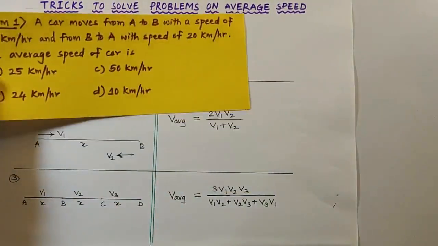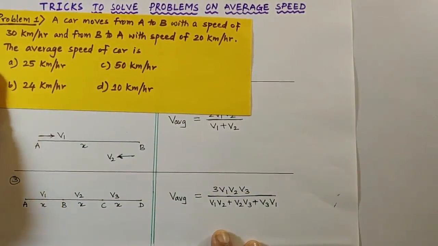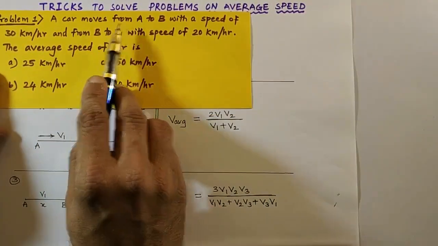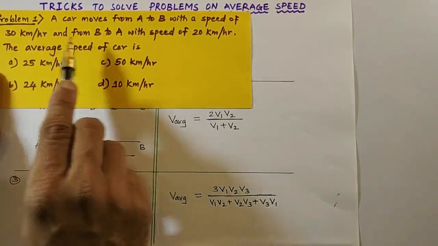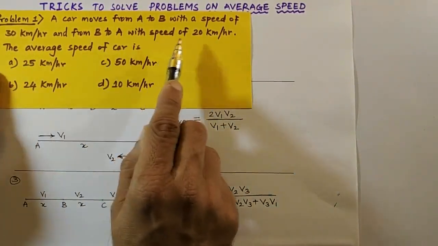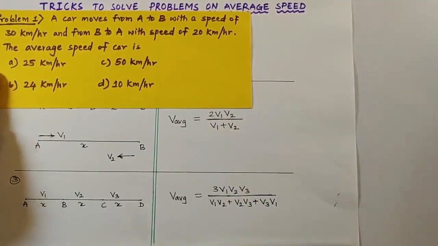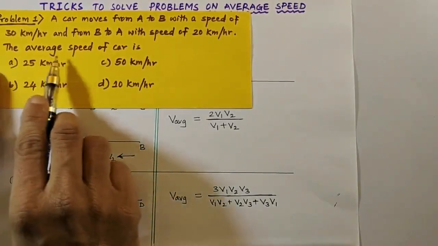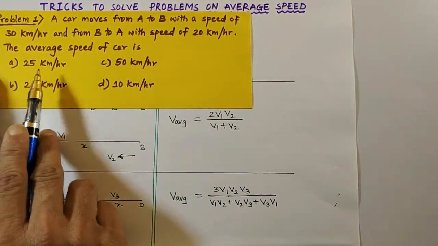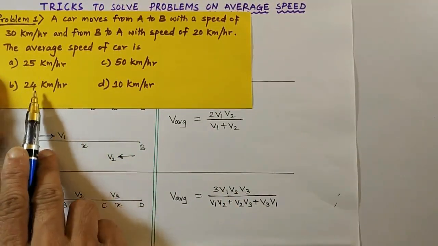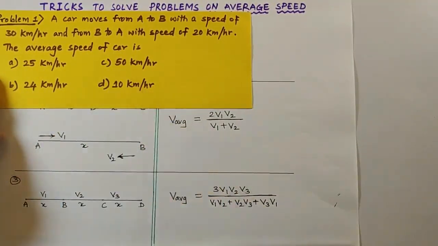So if I take the first one, a car moves from A to B with a speed of 30 km per hour and from B to A with a speed of 20 km per hour. The average speed of the car is, the options given are 25 km per hour, 24, 50, 10.